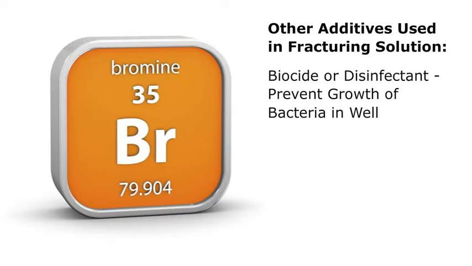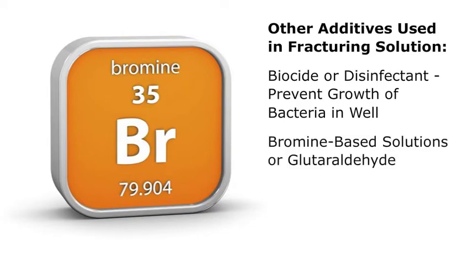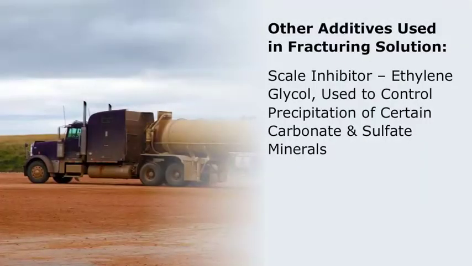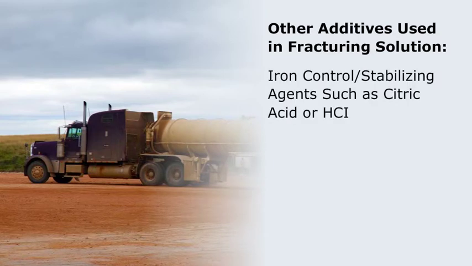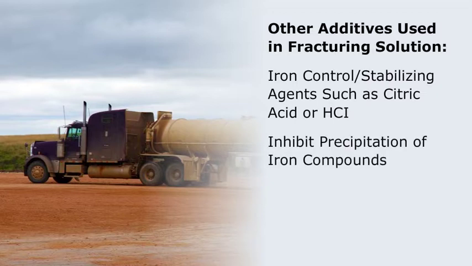A biocide or disinfectant is used to prevent the growth of bacteria in the well that may interfere with the fracturing operation. Biocides typically consist of bromine-based solutions or glutaraldehyde. A scale inhibitor, such as ethylene glycol, is used to control the precipitation of certain carbonate and sulfate materials. Iron control stabilizing agents, such as citric acid or hydrochloric acid, are used to inhibit precipitation of iron compounds by keeping them in a soluble form.